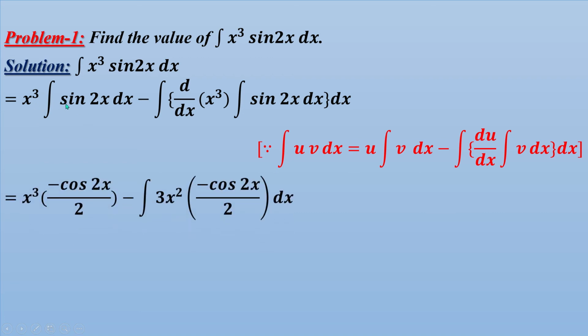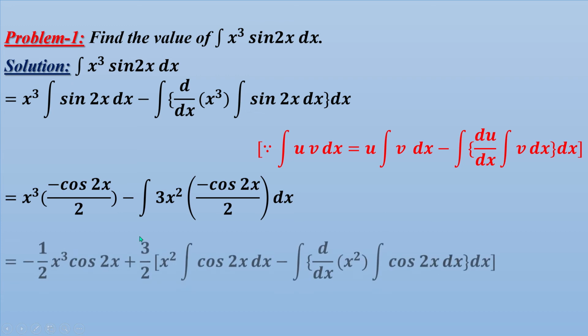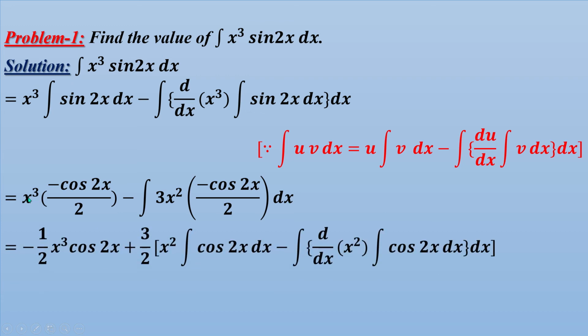Okay, now follow the next line. x cube is fixed, but the integration of sine 2x with respect to x is equal to minus cos 2x by 2, minus 3x square. That means the derivative of x cube with respect to x is 3x square, times minus cos 2x by 2, dx. Again follow: here will be minus half into x cube cos 2x, and here 3 divided by 2, and this x square is u, and cos 2x is v.